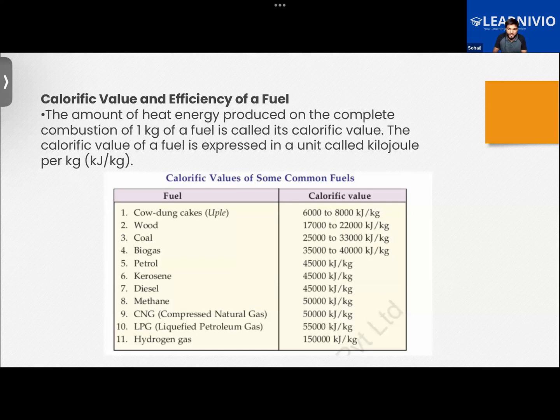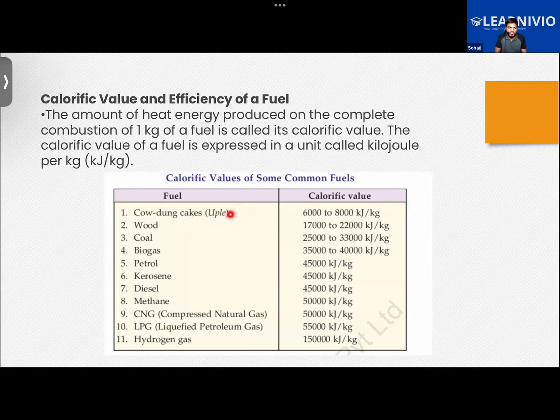Okay, sir. By the way, before we do calculation, know one more thing. Higher the calorific value, higher will be the efficiency of a fuel, right? Let us say you take 1 kilogram of cow dung cakes. You know about cow dung cakes, no? What are cow dung cakes? Usually in rural India, in villages, it would be used as a fuel.